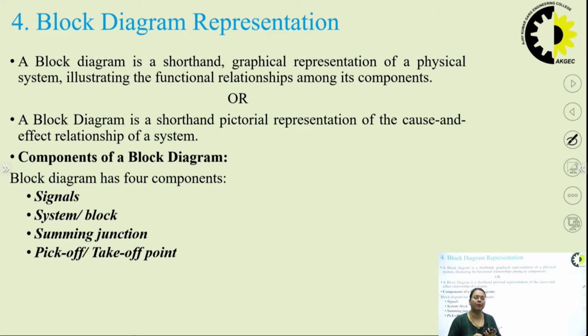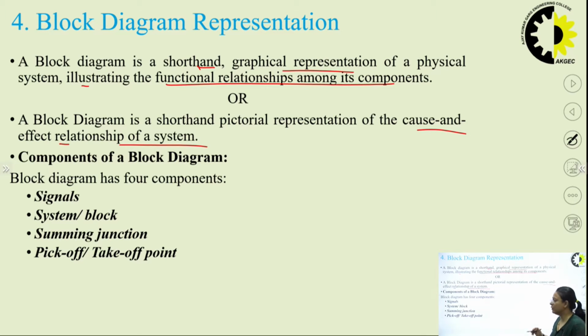So what is block diagram representation? Block diagram is actually a pictorial representation of the given system, which simplifies the system. It is actually the shorthand pictorial representation of the cause and effect relationship of any system, right? Or you can say it is a shorthand graphical representation of a physical system which illustrates the functional relationship among all of its components. So basically the block diagram has four components which are generally used.